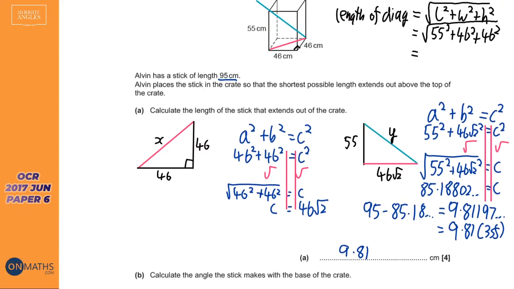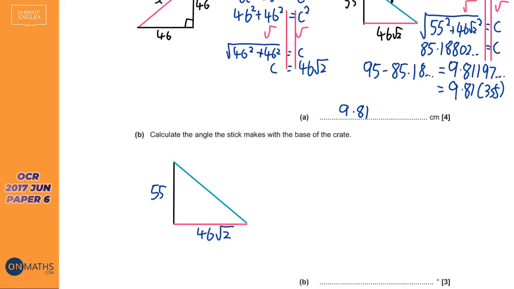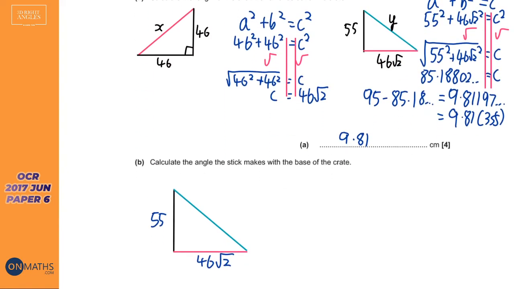So you could have just used the root of 55 squared plus 46 squared plus 46 squared, because we don't need 3 lengths. So we're looking for the angle it makes with the base of the crate, which would be this one here, and we're going to call this x. And then we just use SOHCAHTOA, so that's going to be the hypotenuse, the opposite and adjacent, cross like that.